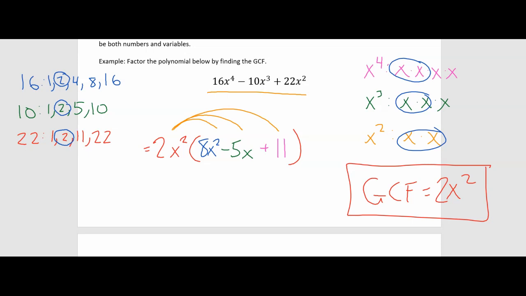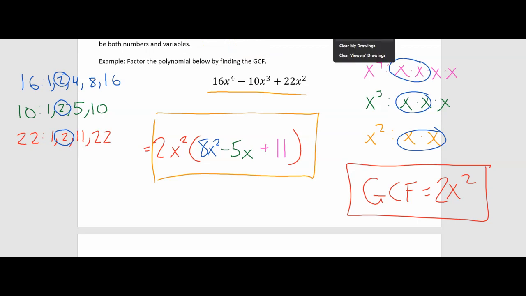And sometimes it's good to check when you're first starting to learn factoring because you're not as good with it. But a couple months down the road, you'll never need to check because you're just proficient at factoring. You know how to do it. So this right here would be considered our final answer if we have factored using the GCF method.